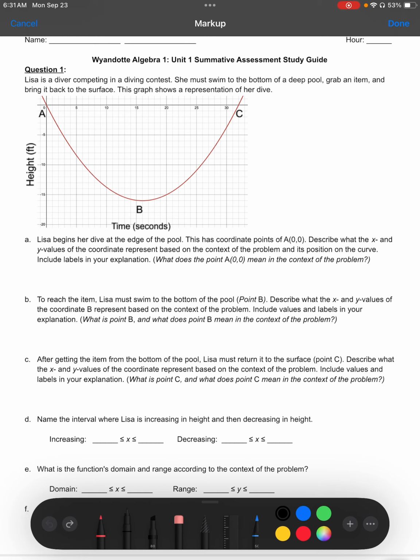For question A, it says that Lisa begins her dive at the edge of the pool, and this has coordinates of point A and 0, 0. So this point right here, A, is the point 0, 0. Describe what the x and the y values of the coordinate represent based on the context of the problem and its position on the curve. Include labels in your explanation.